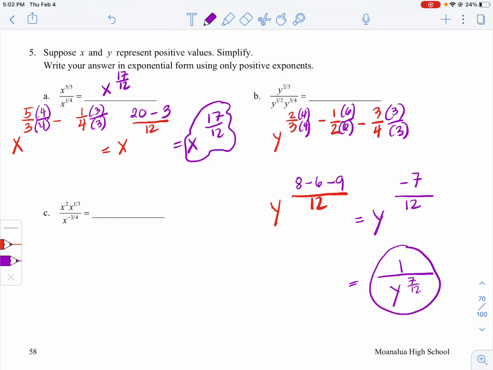So we do a reciprocal of it. So that's 1 over y to the power of 7 over 12. Okay, moving on. Last of number 5.